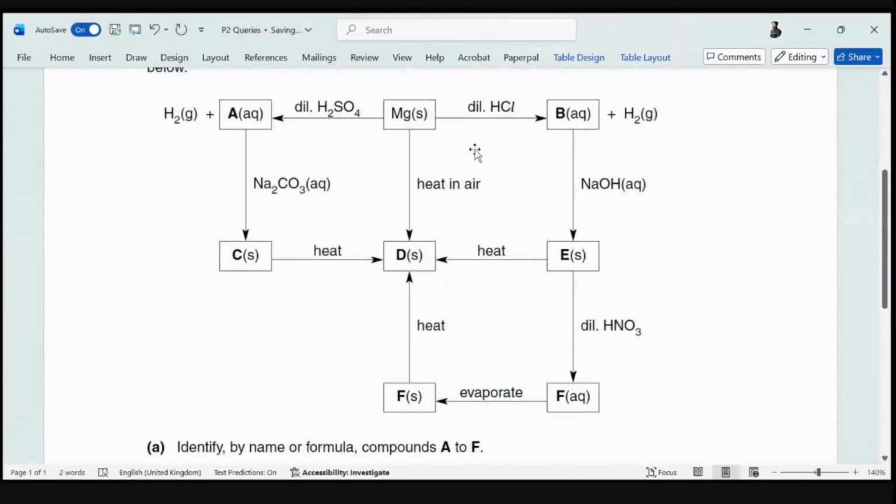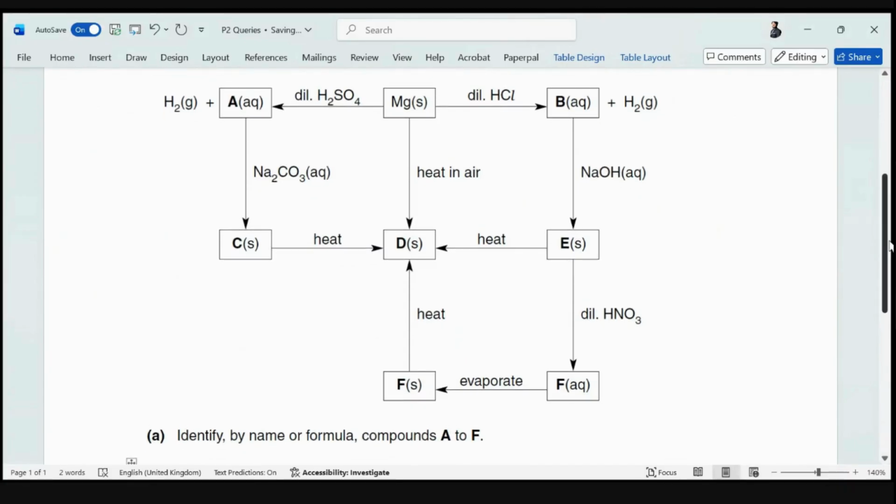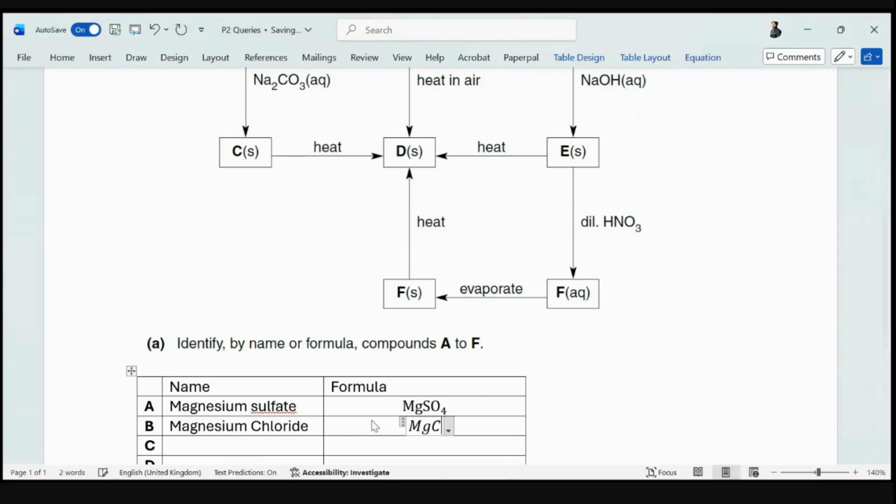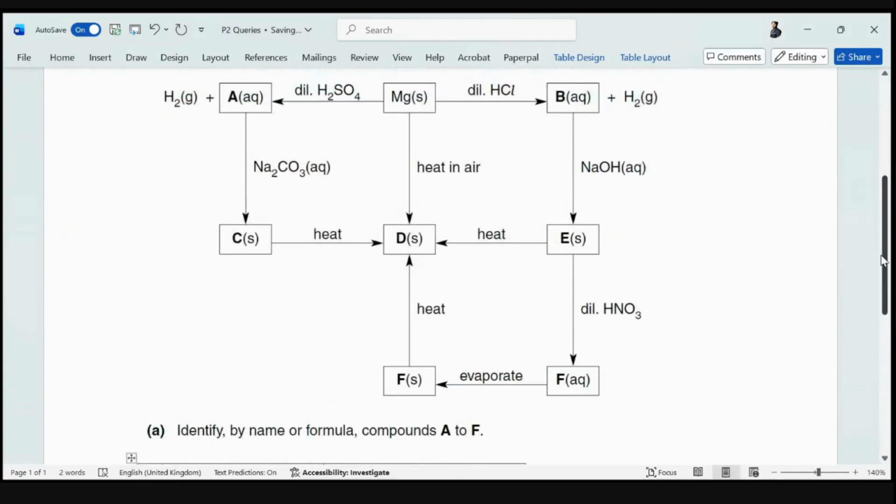Then what about B? If I put it in dilute hydrochloric acid, what do I get? Again, hydrogen gas is given off, a basic acid-metal reaction. This will be magnesium chloride, the name. And the formula, this is where students usually get in trouble. They do not write the correct formula. Magnesium chloride is MgCl2.